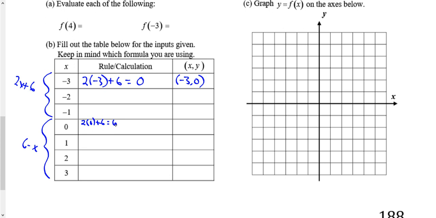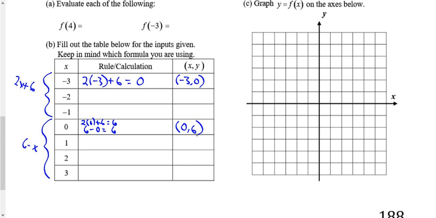Okay, now let me do the 0 with the 6 minus x. You'll see what I mean in a minute. 6 minus 0 is what? Just 6. Oh, they're both 6 anyway. But one of them is going to have an open circle, one will be closed when we graph it, right? So the coordinates here are going to be what? In either case, 0, 6, right?